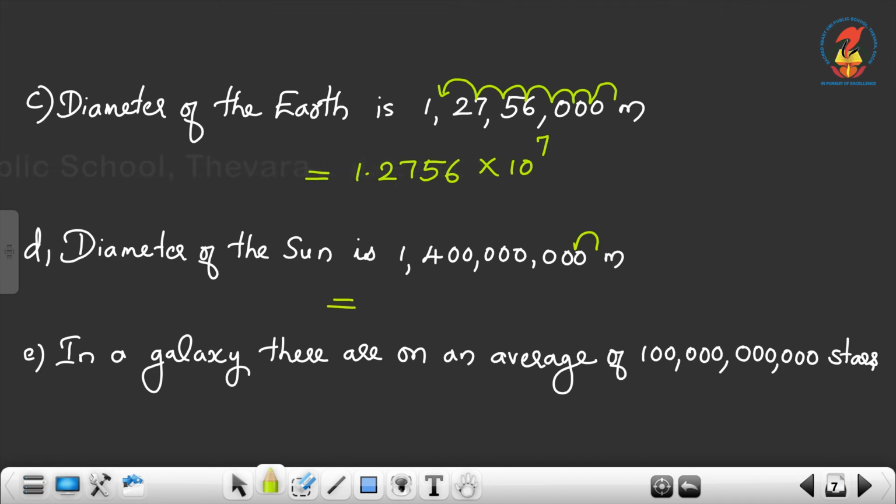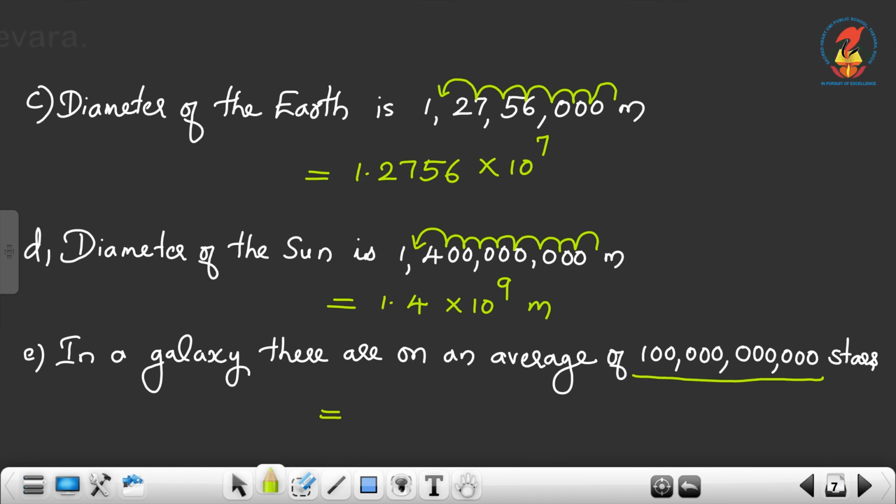Here 1, 2, 3, 4, 5, 6, 7, 8, 9. So 1.4 into 10 raised to 9. So if you write it in the standard form, we can easily read the number. Diameter of the sun is 1.4 into 10 raised to 9 meter. And the diameter of the earth is 1.2756 into 10 raised to 7. In a galaxy there are on an average this many stars.